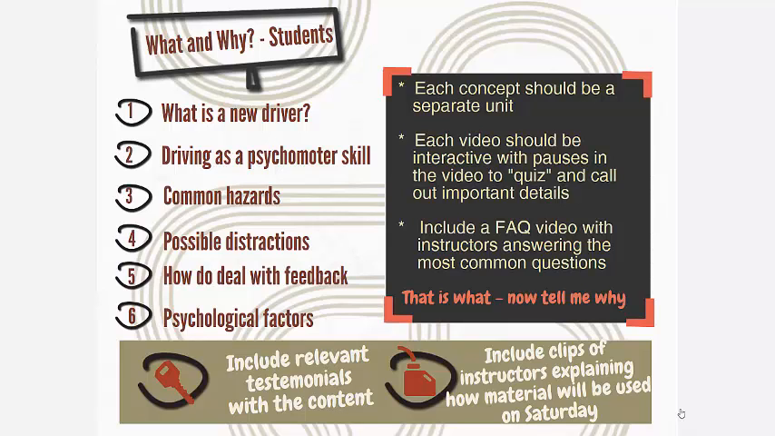The first one is what is a new driver. Second is driving as a psychomotor skill. The third is common hazards, which this section needs updating. No, not this section, the next one. Sorry. Fourth is possible distractions, which needs updating to include cell phones, texting, and digital music. Next one we're going to look at is how to deal with feedback from the environment while you're driving. And the last one is psychological factors that are involved with driving. And again, these will each be divided into their own separate unit.